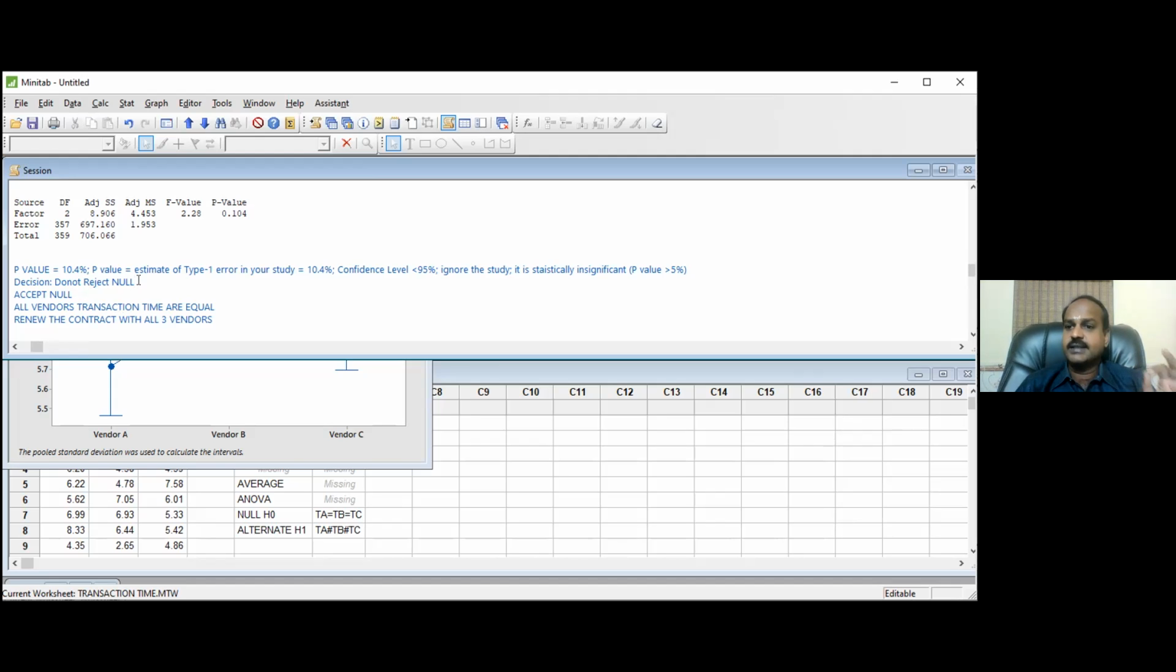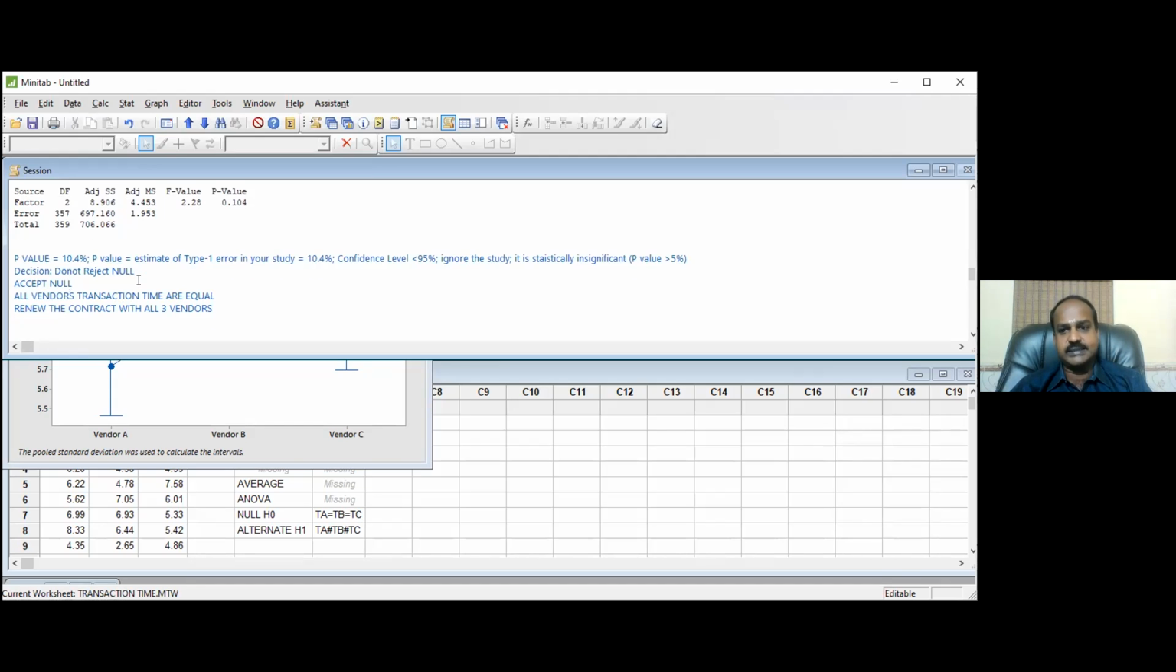Accept the null means the vendors are performing at an equal level. Don't differentiate them. Don't be partial to anyone. Simply renew the contract with all three. That means you are ignoring the signal that is coming from the data. Am I correct?